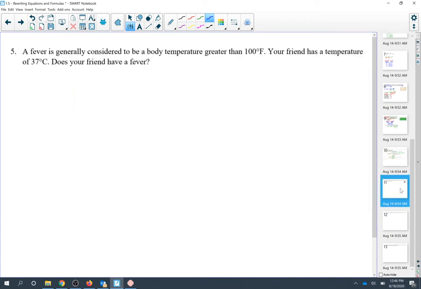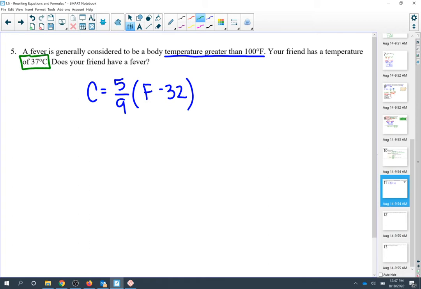Number 5. A fever is generally considered to be a body temperature greater than 100 degrees Fahrenheit. Your friend has a temperature of 37 degrees Celsius. Does your friend have a fever? So given we're talking about degrees, I'm going to go back to my chart and I'm going to use Celsius equals 5/9 times Fahrenheit minus 32. Now, you have a fever if your body temperature is greater than 100 degrees Fahrenheit. But that's not what I know about my body temperature. What I know about my body temperature is that it's 37 degrees Celsius.